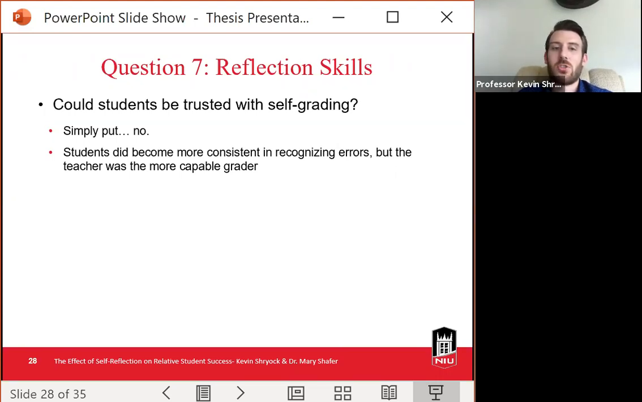Now, this should be obvious, but it brings up an important point. There is a lot of confusion between self-reflection and self-grading, and in my study, I have found that it is important to keep them separated. Grading is for the teacher, reflection is for the student.